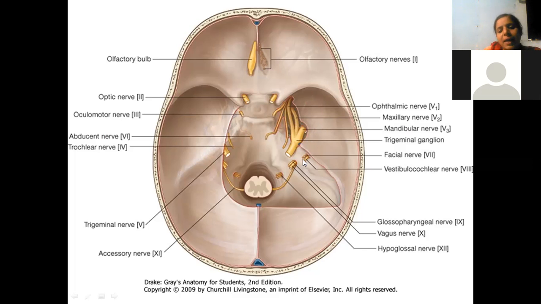Then seventh and eighth pass through the internal acoustic meatus. Seventh is facial, eighth is vestibulocochlear. Ninth, 10th, 11th pass through the jugular foramen. And the 12th one passes through the hypoglossal canal, near the foramen magnum. The 11th, accessory, has a cranial part and a spinal part. The spinal part actually comes from the spinal cord and also enters this jugular foramen only.